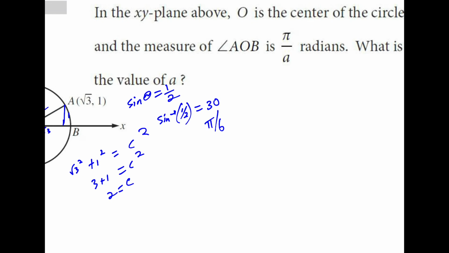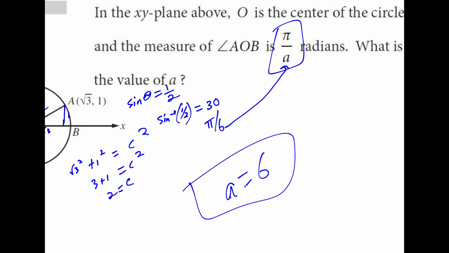And they want to know what is the value of A. And A is equal to 6, because pi is like 180, so if we want to get to 30 degrees, we divide it by 6.